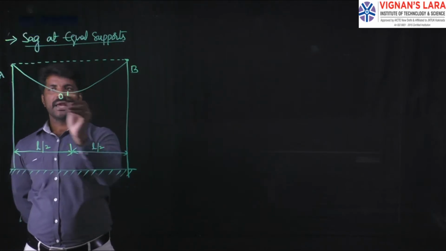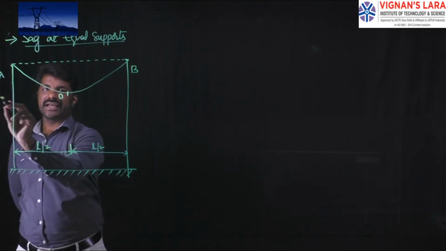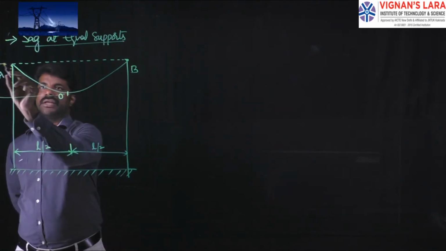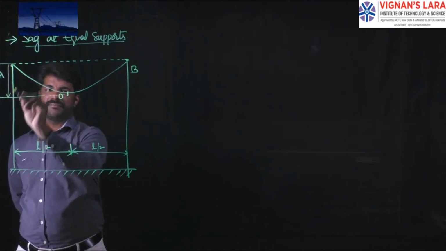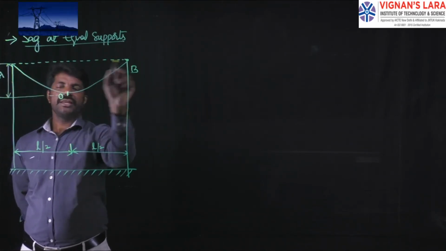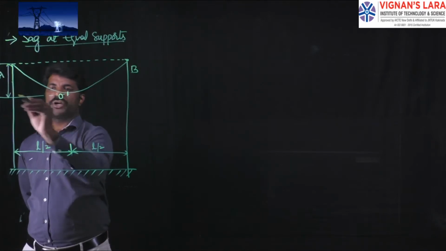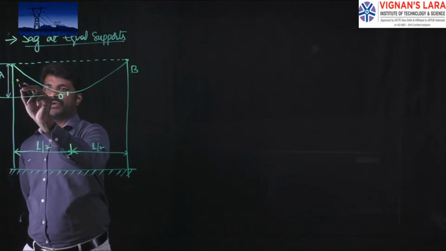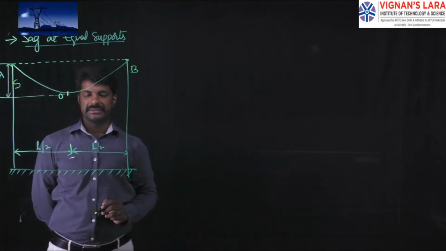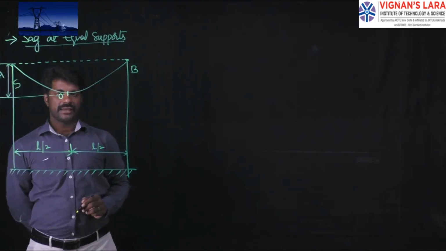Now I want to calculate the magnitude of this sag, that is the deviation between the line joining the top levels of the supports and the lowest point of the conductor. Technically we call that capital S, the sag. So how to calculate this sag?